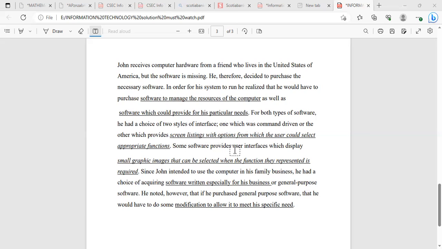Some software provides a user interface which displays small graphic images that can be selected when the function they represent is required. Since John intended to use the software in his family business, he had a choice of acquiring software written especially for his business or general purpose software. He noted, however, that if he had to purchase general purpose software, he would have to do some modification to meet his specific need.